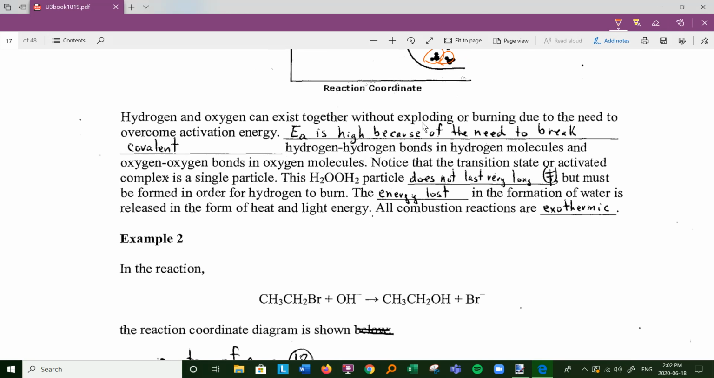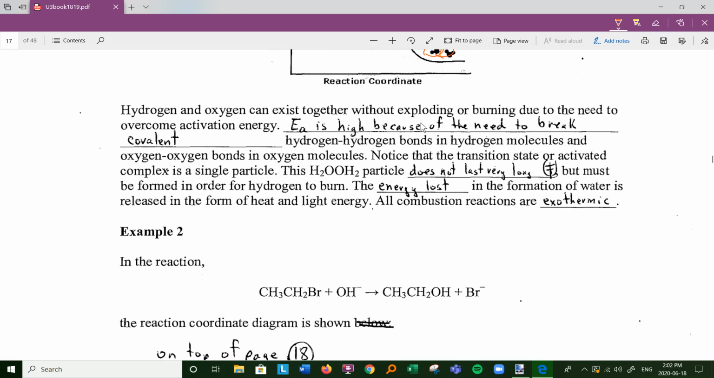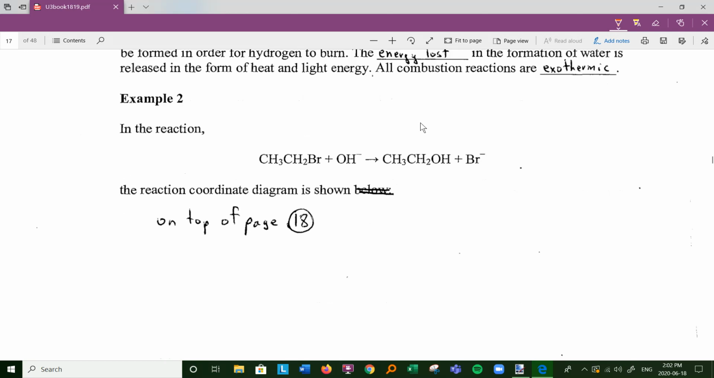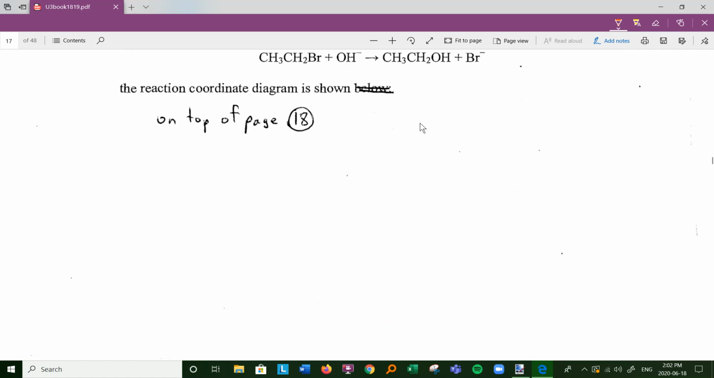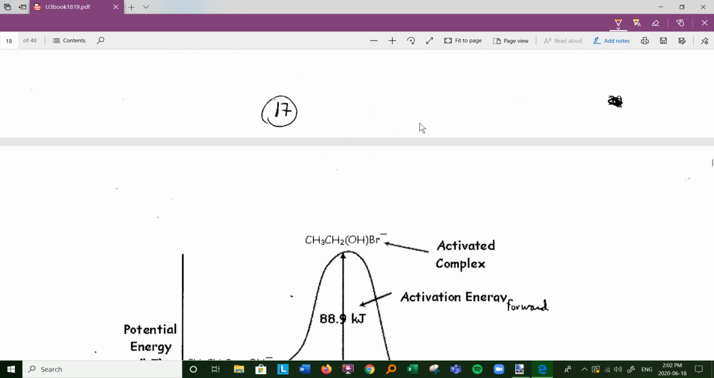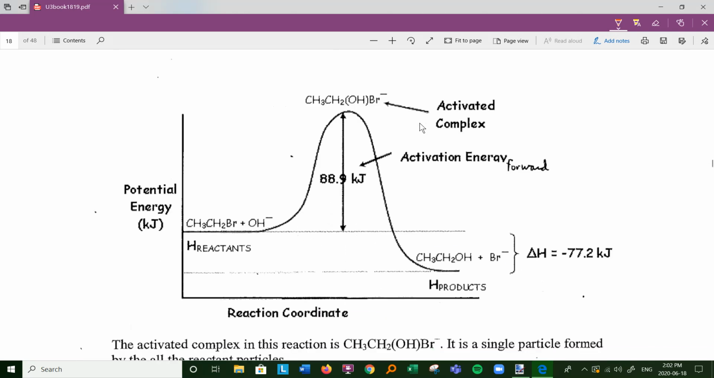The activated complex doesn't last long, but it has to be formed in order for the hydrogen to burn. And it's an exothermic reaction. Here's another one on page 18, bromoethane to form ethanol. So this is exothermic, and we have some numbers here.